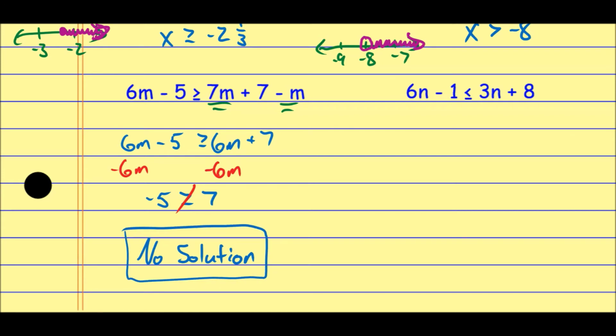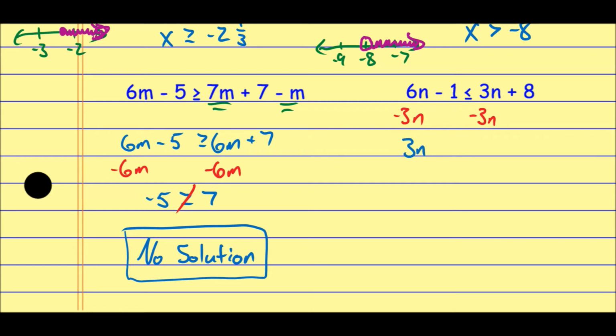Okay? If I look at the next one, again, variables on both sides. I've got a 6n on one side, a 3n on the other side. I have to get rid of one of those because I can't have variables in two places. I always get rid of the smaller one, so I'm going to get rid of the 3n. So I do that by subtracting 3n. Whatever I do to one side, I have to do to the other side.